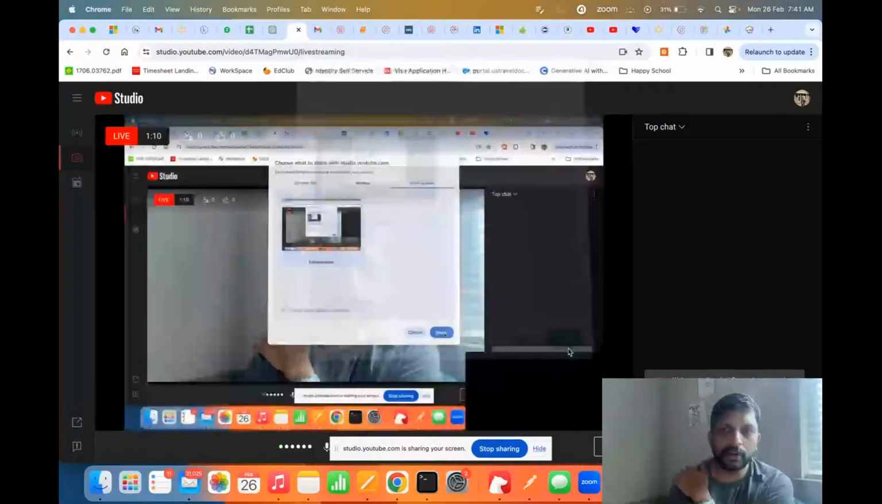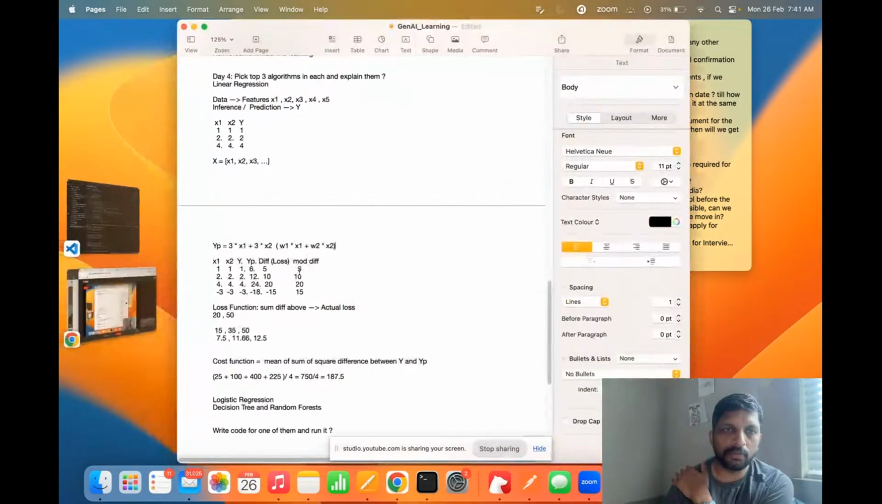So, linear regression, we were discussing how the linear equation can be formed, and how we pick certain random values for W1 and W2. Let me share my screen so that you can look at the document we are putting together. For linear equations for a certain data set, we thought, let's pick something like this.